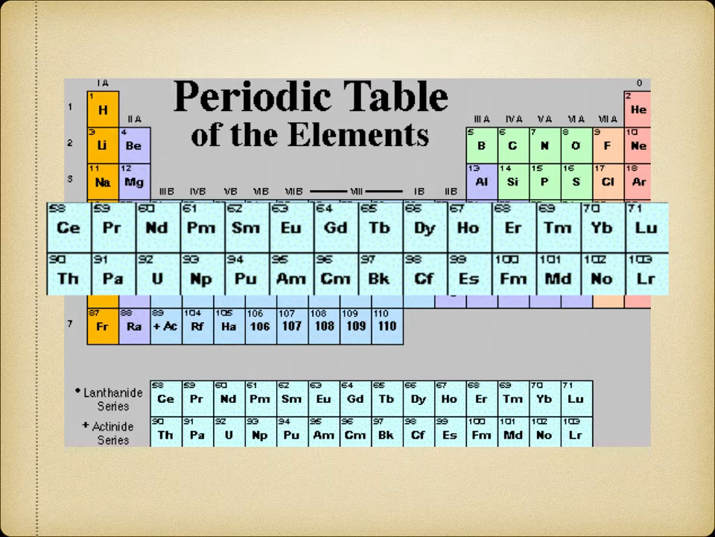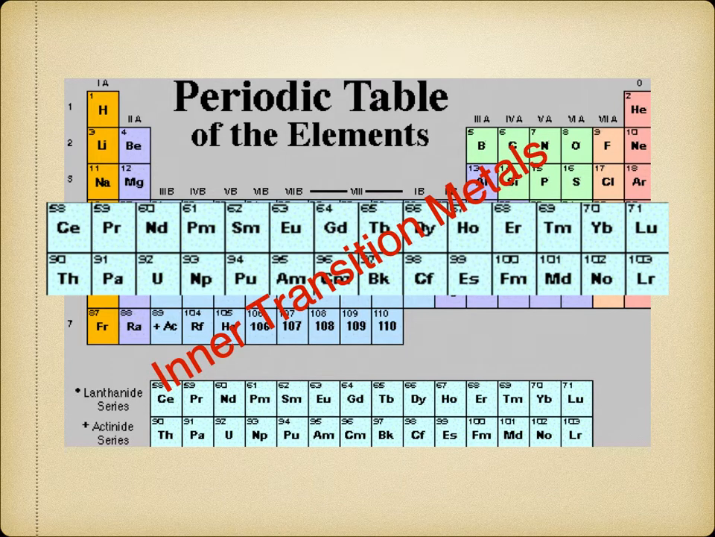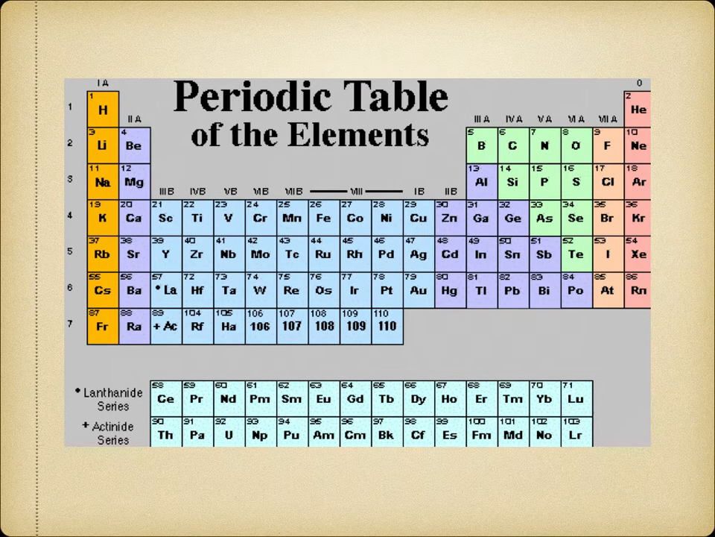Independently, they're known as the lanthanide and actinide series because they actually start not with 58 and 90, but they start with 57 and 89, which are lanthanum and actinium. But these elements collectively, both rows, are referred to as the inner transition metals. Inner transition metals, again, between the alkaline earth metals and the transition metals. So inner transition.